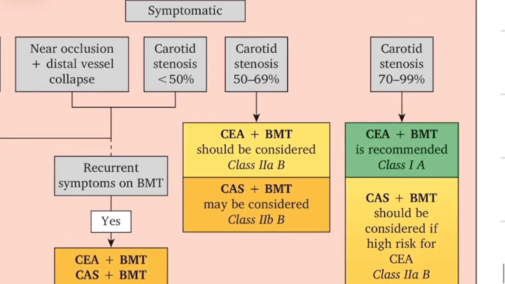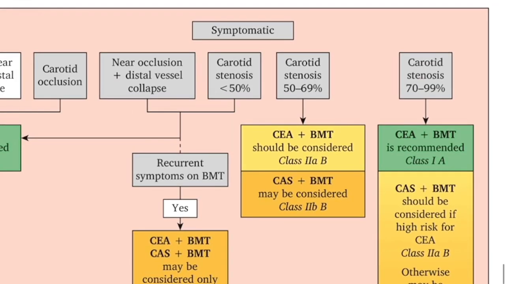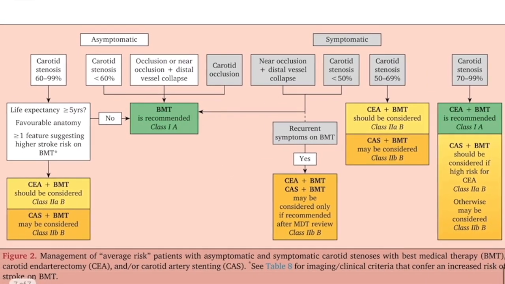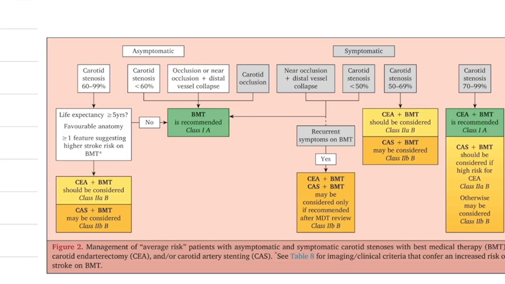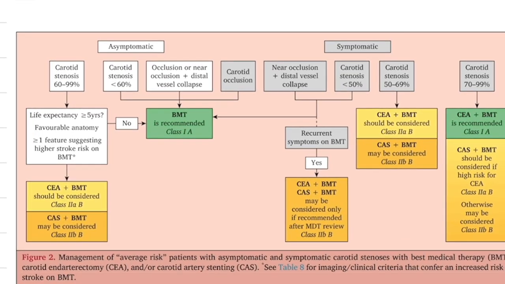So to summarize, both in asymptomatic and symptomatic patients, you remember one thing: if the stenosis is very minimal, that is less than 60% for asymptomatic, less than 50% for symptomatic, don't do anything, go for medical therapy. If there is total occlusion in either symptomatic or asymptomatic, whatever it is, don't do anything. If there is near total occlusion also with the distal vessel collapse, that time also you don't do anything. Okay, so the only thing is in a symptomatic patient, if they have recurrent symptoms, recurrent TIA, then you subject them for procedure.